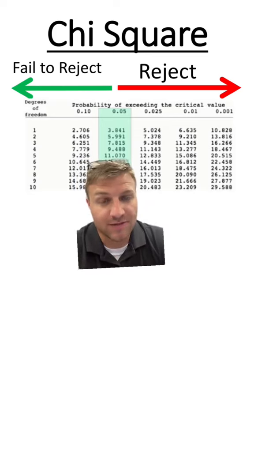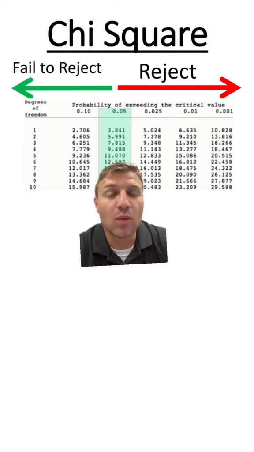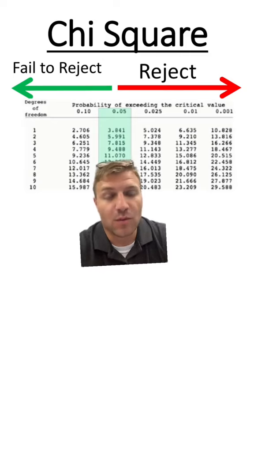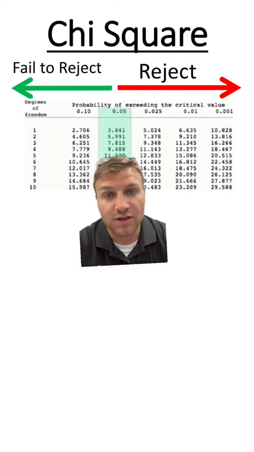That's because the chi-square will tell us whether or not our p-value is going to be larger or smaller than 0.05. If it's smaller than 0.05, we reject the null hypothesis. If it's larger, then we fail to reject our null hypothesis.